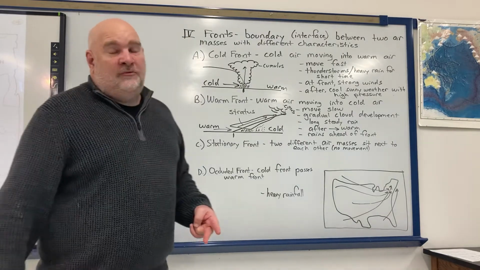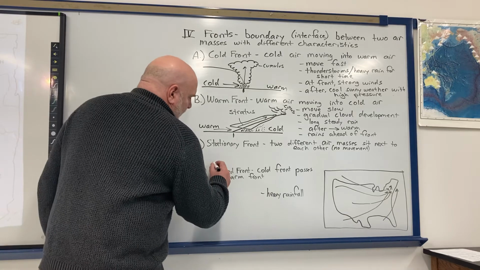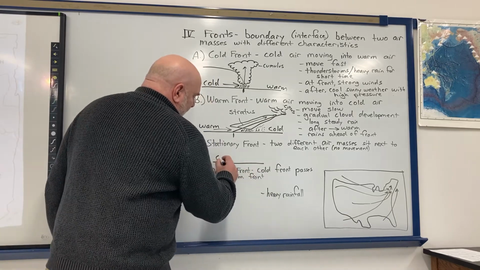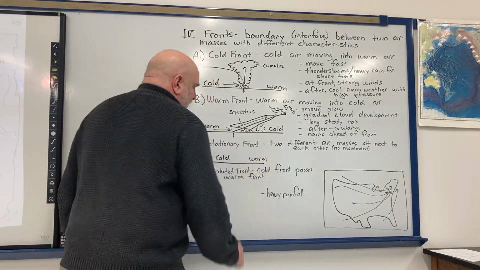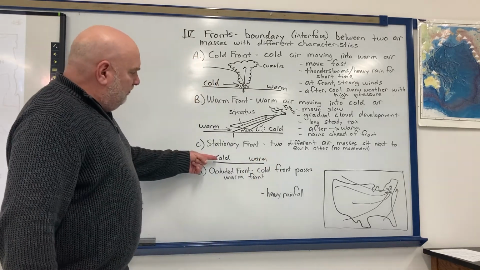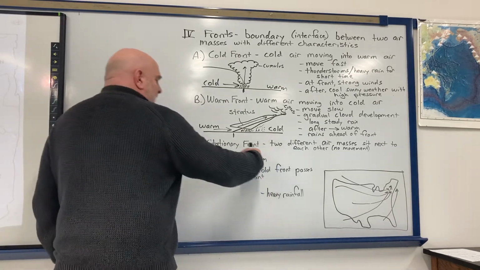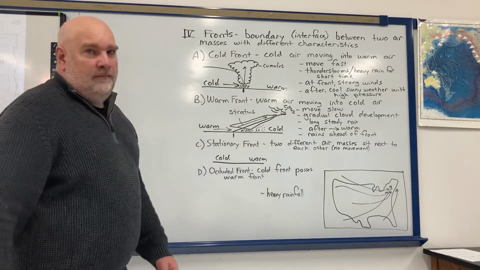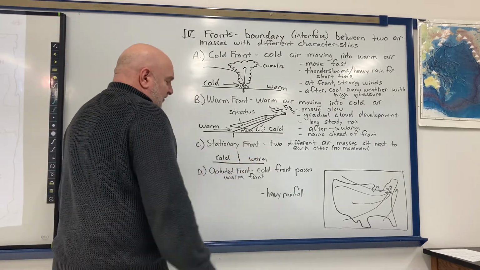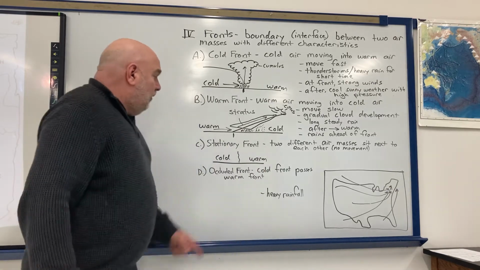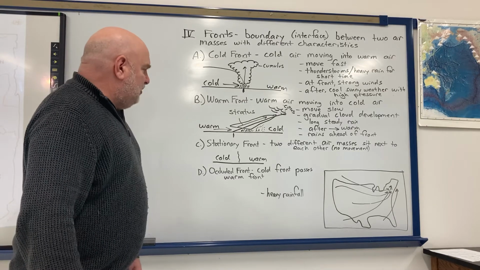There are a couple other types of fronts too. Stationary front. All right, so let's say I have a mass of cold air right there and a mass of warm air right there. If the cold air was moving into the warm air, it'd be a cold front. If the warm air was moving into the cold air, it'd be a warm front. But what if they're just not moving into each other at all? They're just sitting there, right? Well, the boundary between them would still be considered a front, but you don't get a lot of action there.